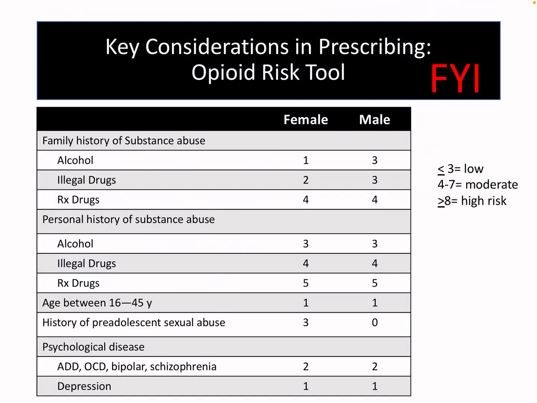This opioid risk tool can be used to help identify patients who might be at high, moderate, or low risk. This is just for your information, but it is a good tool to try to figure out whether or not a patient is at a higher risk versus a lower risk of having opioid diversion or opioid abuse.